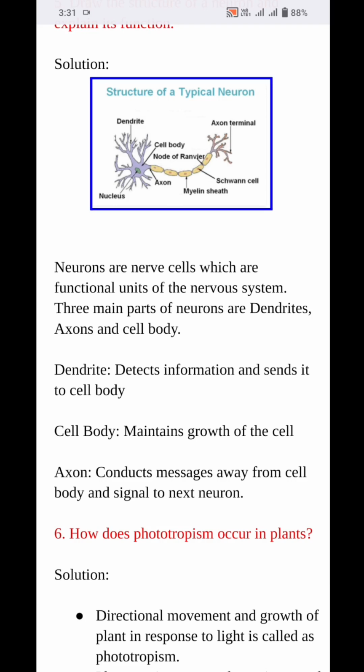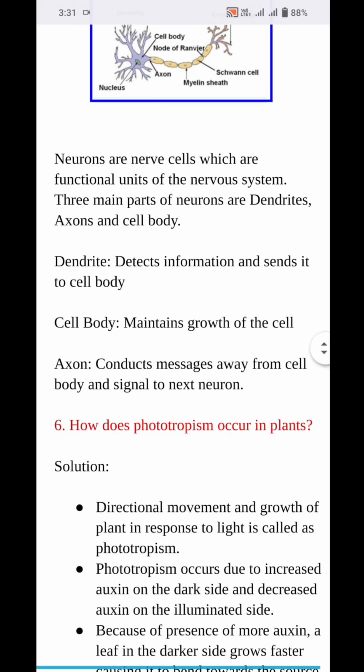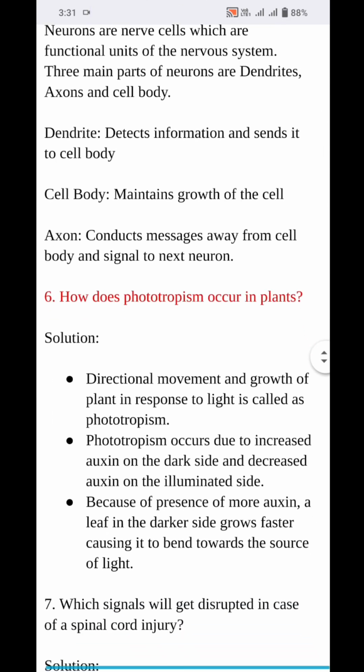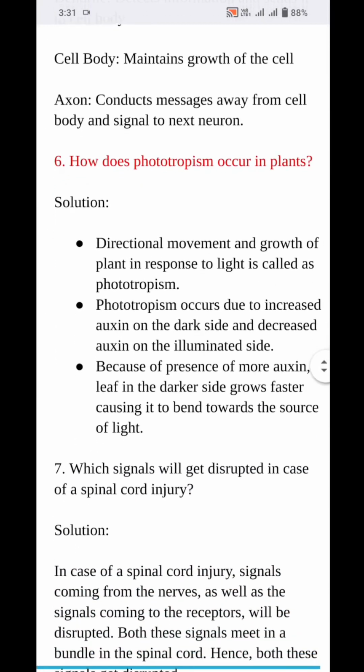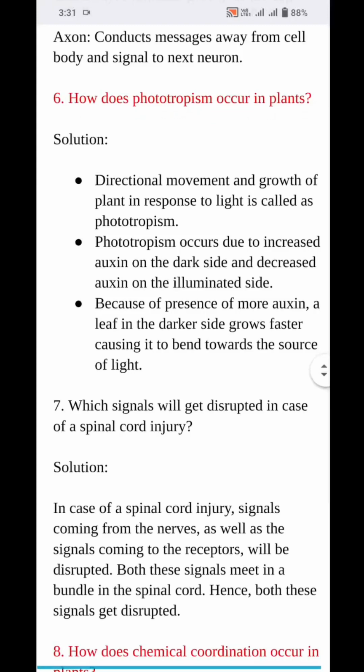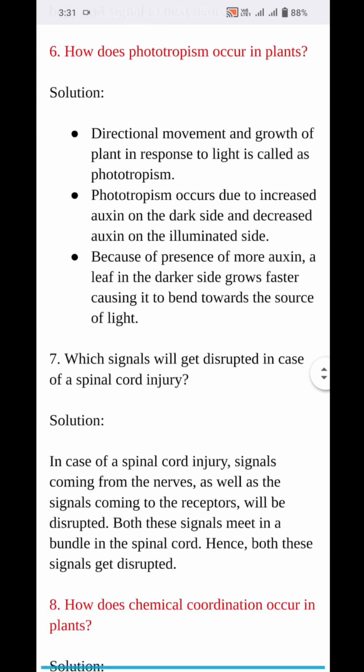Neurons are nerve cells which are functional units of the nervous system. Three main parts of the neurons are dendrites, axons and cell body. Dendrite detects information and sends it to the cell body. Cell body maintains growth of the cell. Axon conducts messages away from the cell body and signals to the next neuron.